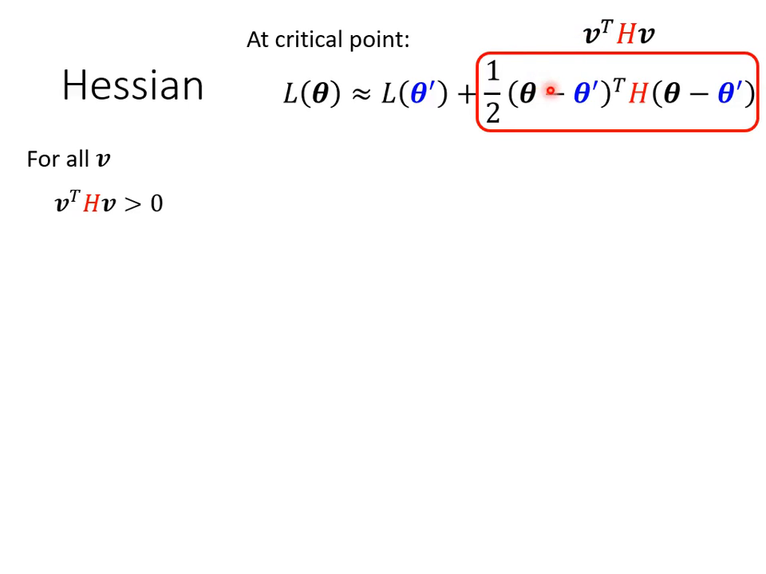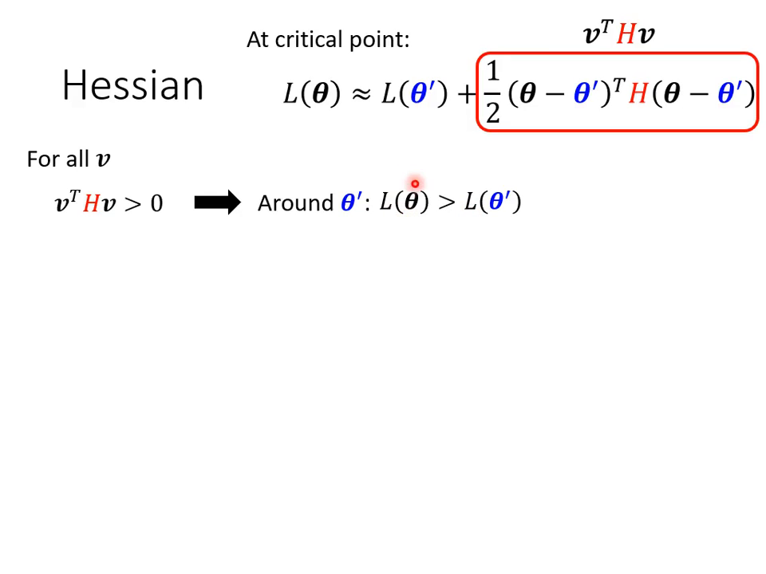It means that theta minus theta prime can be any value, and theta can be any value too. No matter what the value of theta is, the value in this red box is always greater than 0. What does it mean? It means that the value in the red box is always greater than 0, which also means that L of theta is greater than L of theta prime.